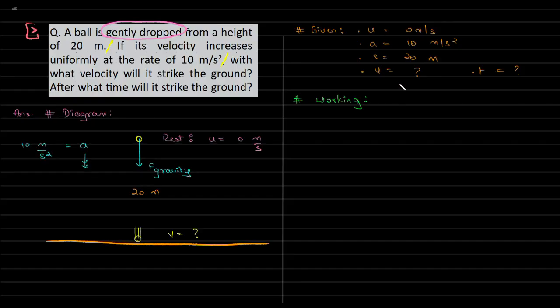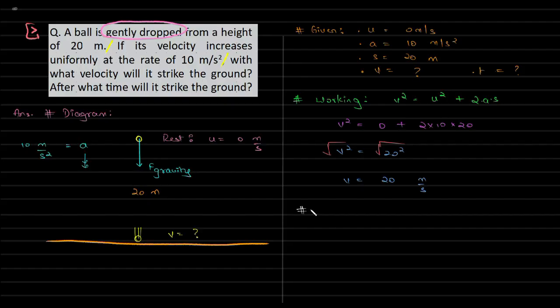So we have v, u, a and s. The formula which relates all of them is v square is equal to u square plus 2 into a into s. So v square is unknown, u square is 0, this is 10 into 20. So v square is equal to 20 into 20, which is 20 square. Therefore v is equal to 20 meter per second. By taking square root, they get cancelled and we have v to be 20. Just before it hits the ground, it will reach a velocity of 20.